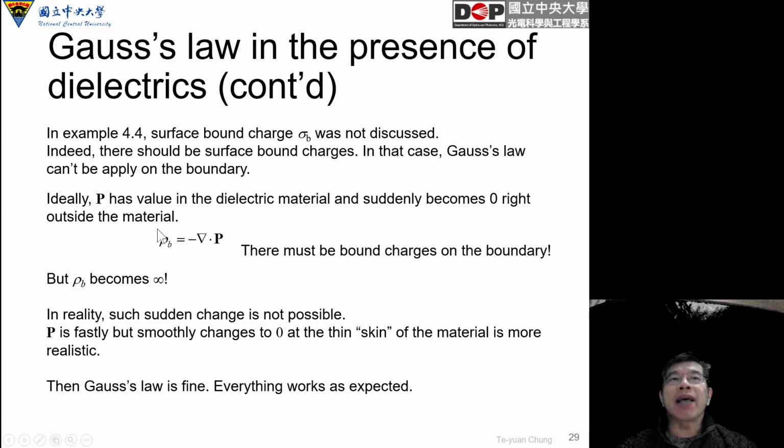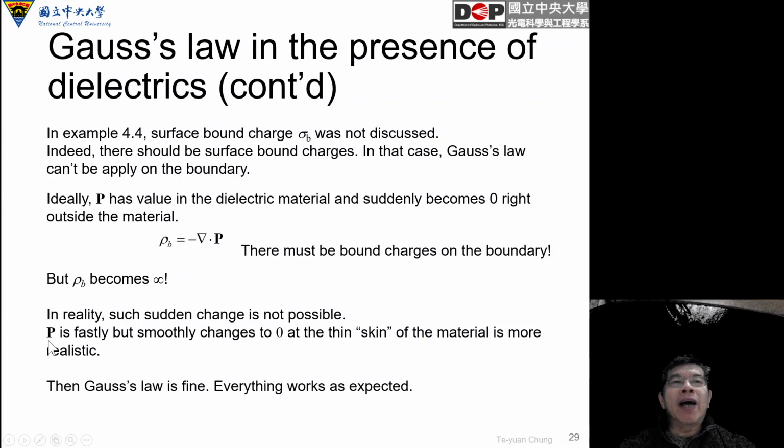However, when you cross the boundary to the vacuum space, it will suddenly turn to zero. When you go right outside the material, that becomes a problem because when we take the bound charge, we know the polarization will suddenly go from some value to zero. So this divergence will become infinitely large, which means this bound charge is infinitely large. This is not possible. So in reality, such a sudden change is not possible. Infinite charge is not possible anyway.